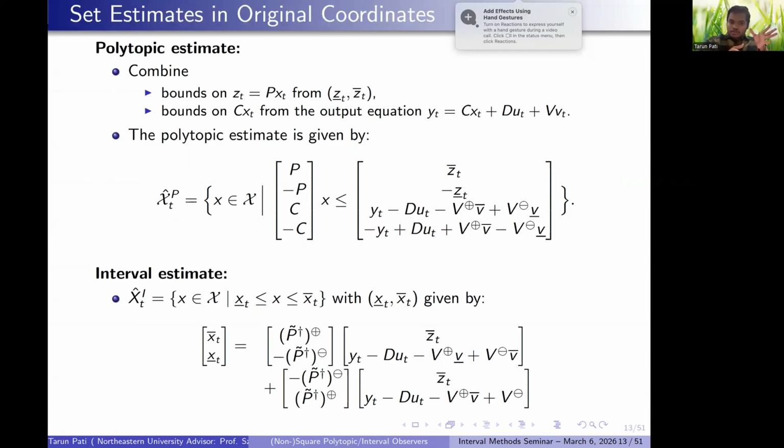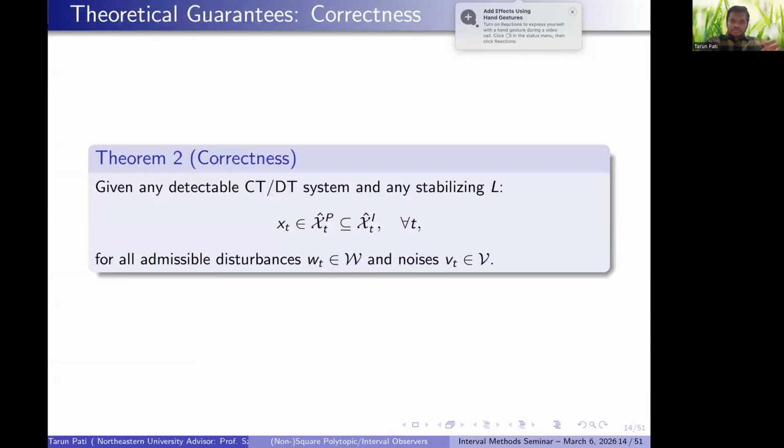Now, using the bounds on Z that we get, we can transform them back to bounds on X. Consequently, we can construct a polytopic bound on X or an interval bound on X, given these two formulations. The first one gives us a polytopic estimate. The second formulation gives us an interval estimate. So our construction guarantees that by design our systems are correct.